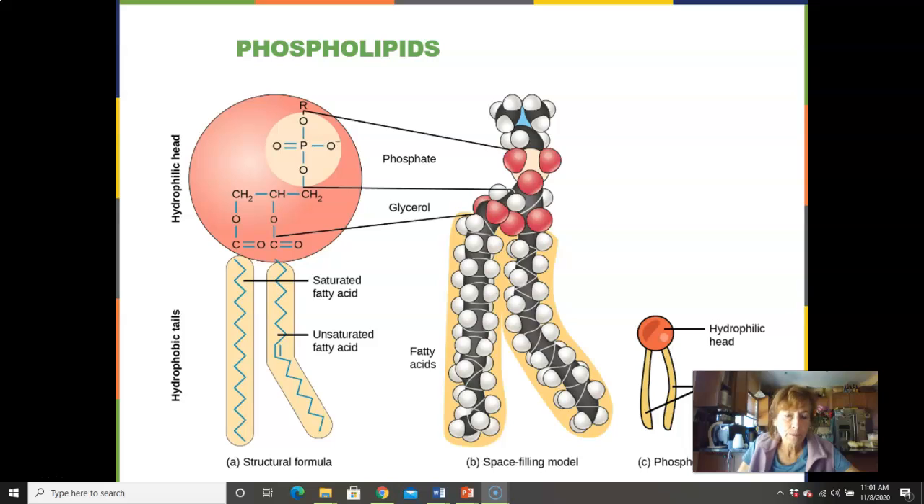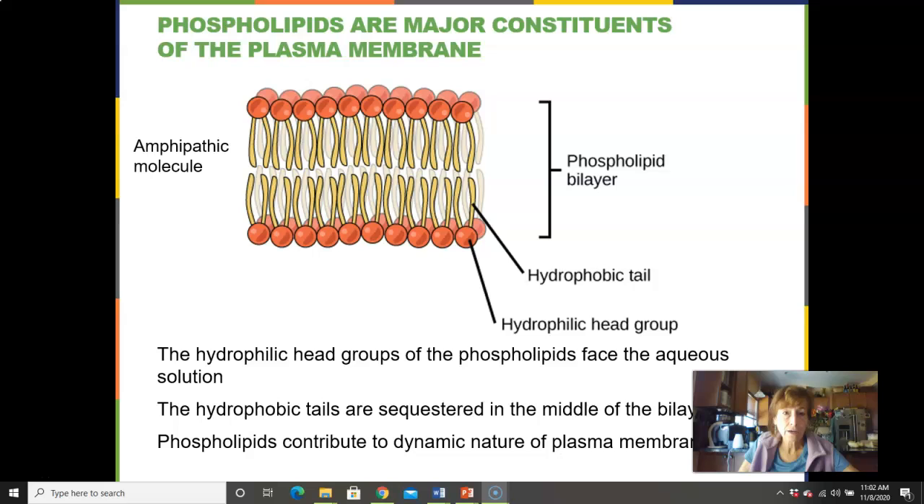Here we can see a little bit more on that, getting a better picture. On the left is just a structural view of it. On the right you can see the space-filling model. And then on the very far right is the typical way we draw them, so you'll see me draw them like that. They make up the membranes around cells.